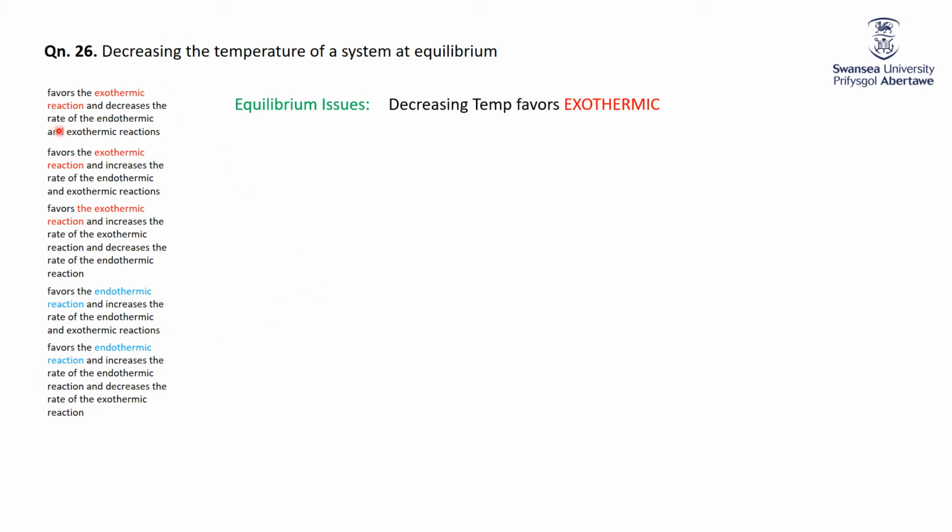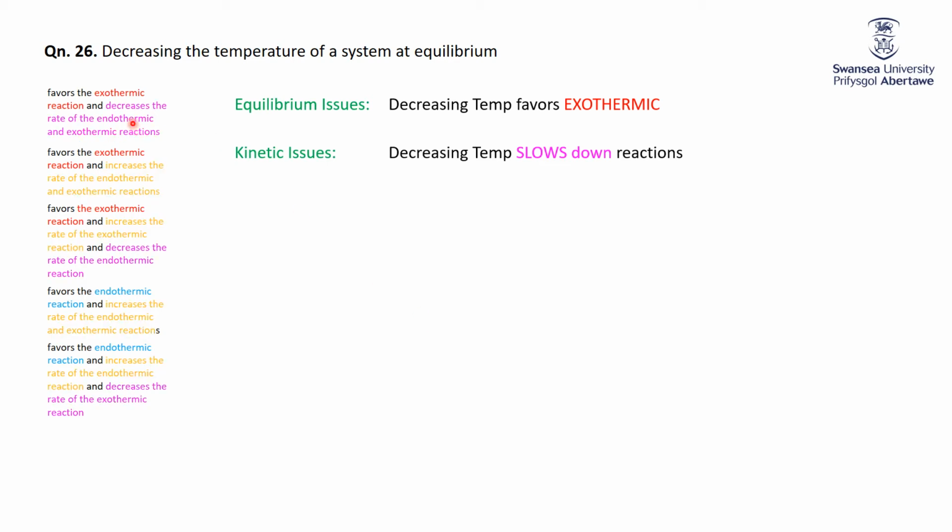Now the rest of the question, or each answer, talks about the rate. Well, with any reaction, when you decrease the temperature, you slow down the reactions. So we're going to slow down both the forward and the reverse reaction. It's just we slow down the exothermic one less than we slow down the endothermic one. So the answer here was the first one, A.